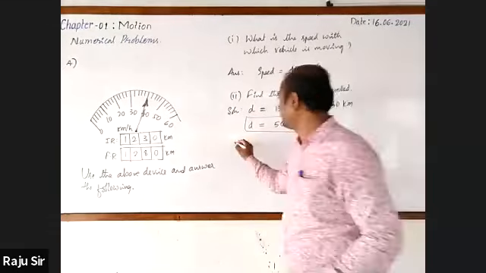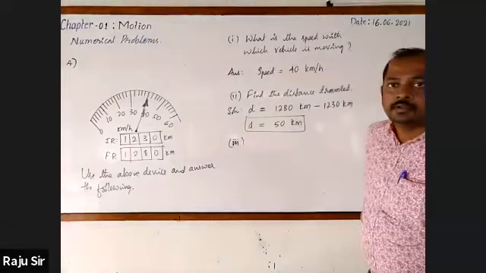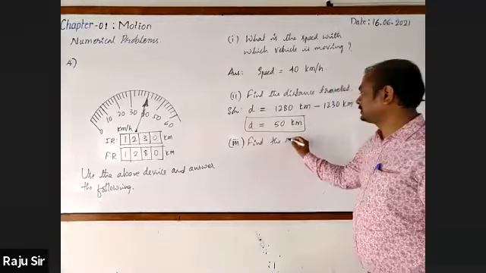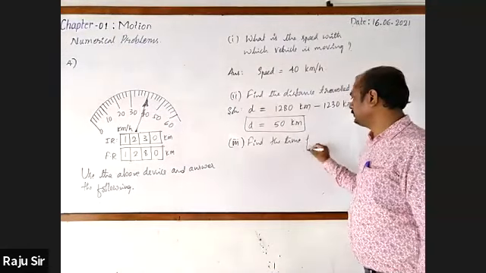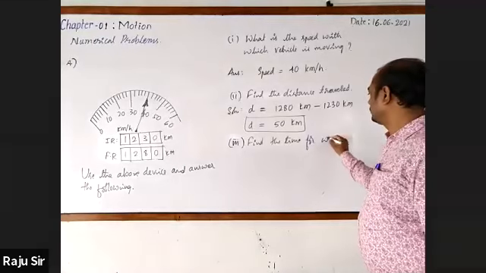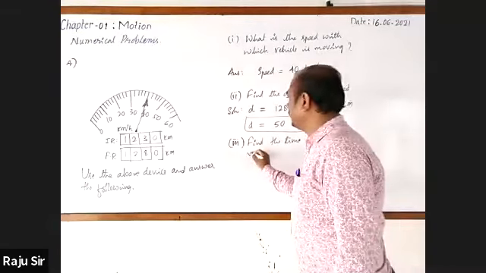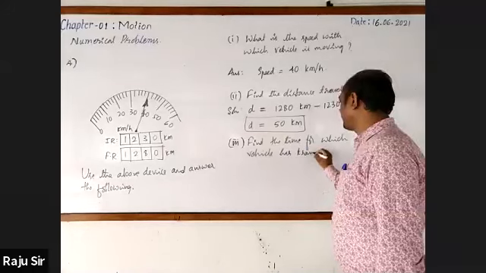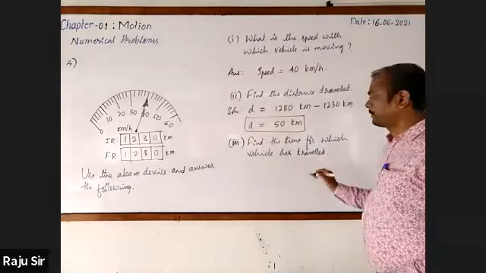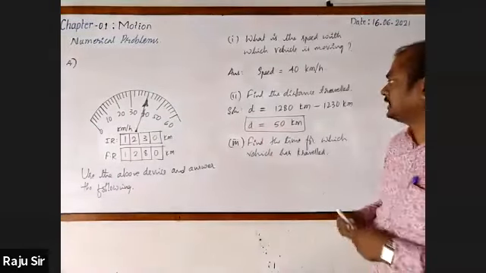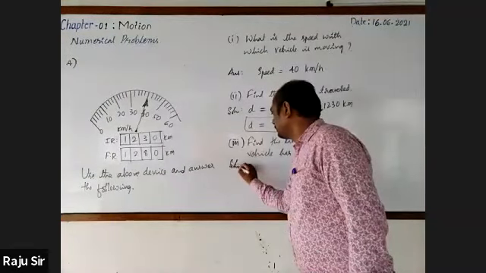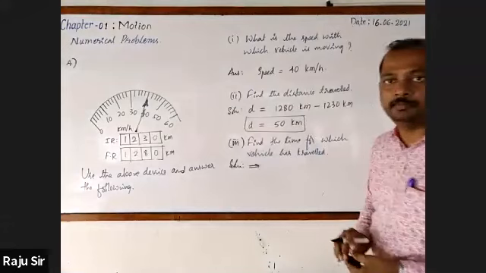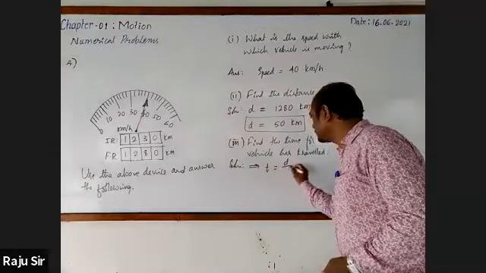Third subquestion. Find the time for which the vehicle has traveled. Yes. We have a formula to find out the time. Time is equal to distance by speed.